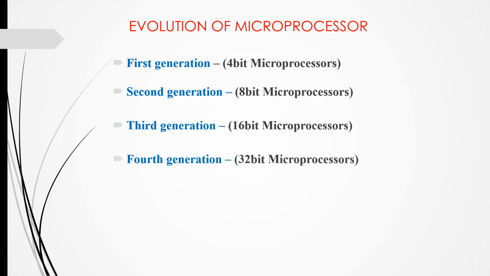Now we will see fourth generation. Fourth generation includes 32-bit microprocessor. In 1981, Intel introduced the first 32-bit microprocessor, 80386, which can address a physical memory of 4 GB. Other 32-bit microprocessor announced in 1982 as HP32.